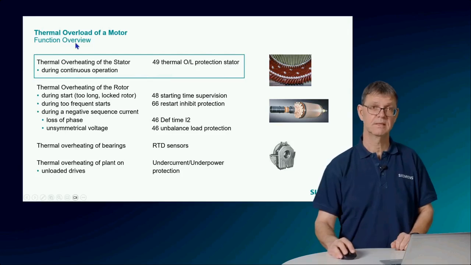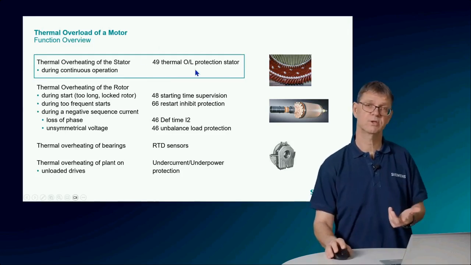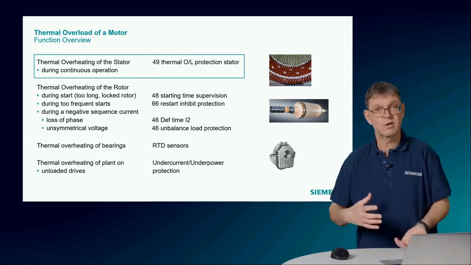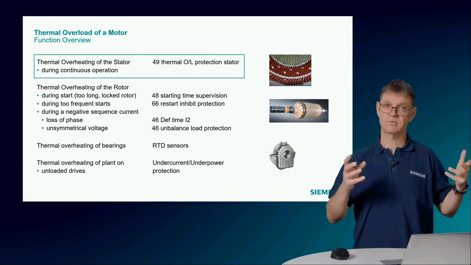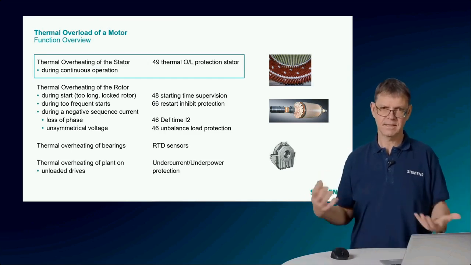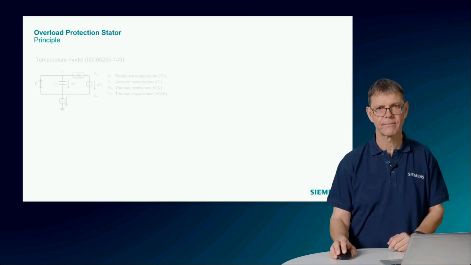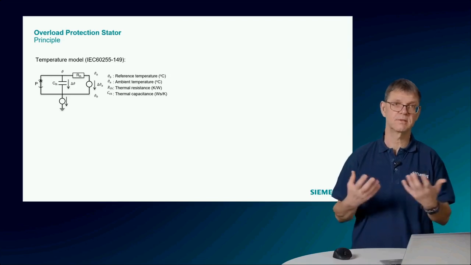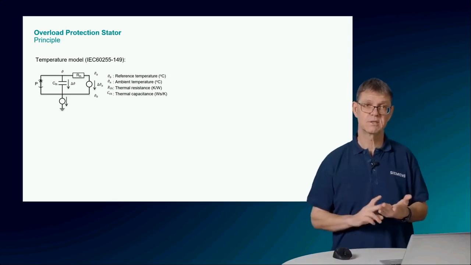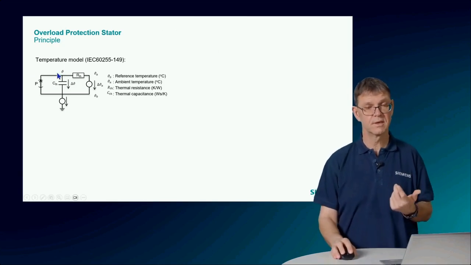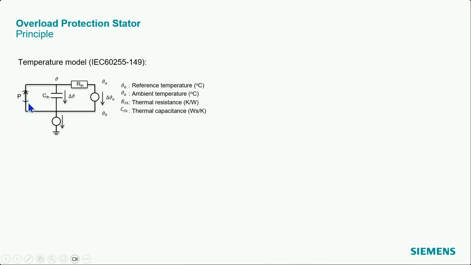So we talk about the stator, and we have here a thermal overload protection, which is our universal thermal overload protection. That means the same function we apply also for a transformer protection, for example, or for the generator or any other dedicated objects. Behind this stands a temperature model. There is even an IEC standard for that, which is a single body model. That means we have a thermal capacitance and a thermal resistance. And it's like an equivalent circuit for currents and voltages.